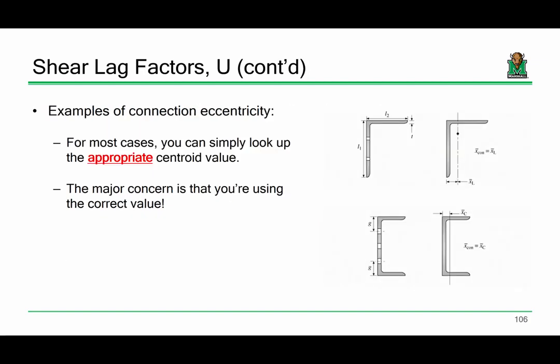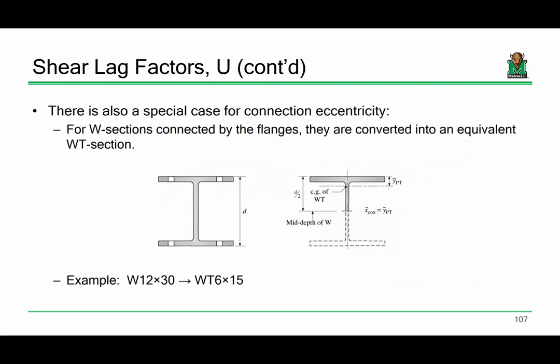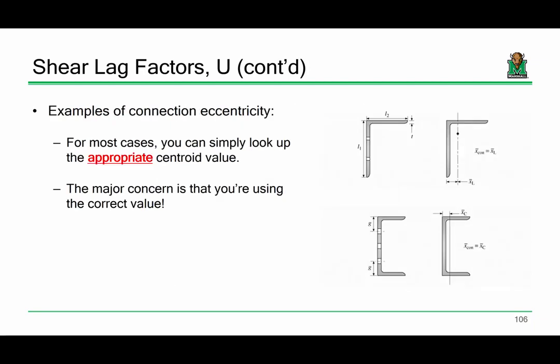For angles, it depends on which face of the angle is connected. If it's the long leg, use the X bar. If it's the short leg, use the Y bar. It just depends. How do you know which value to use? Remember, if you go to table 1-5 or 1-7 or what have you, there's a nice little pretty image up here that tells you what these values represent. So make sure that you're going off of that accordingly. Everybody okay so far? Now, I got a special case for you.